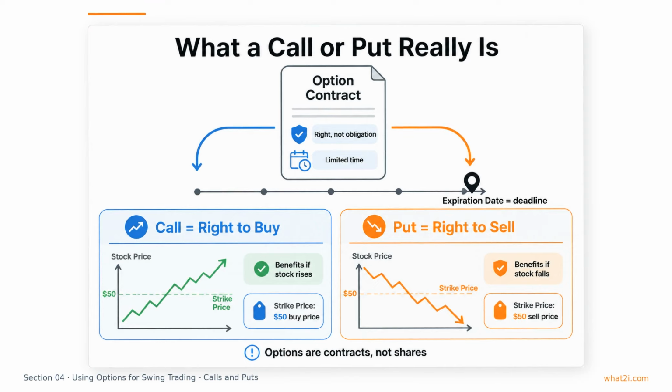Calls generally benefit from rising stock prices, and puts generally benefit from falling stock prices. But because each contract also has a deadline, time becomes part of the trade in a way it is not with stock. Before using options for swings, you need to understand the contract terms as clearly as the chart setup.